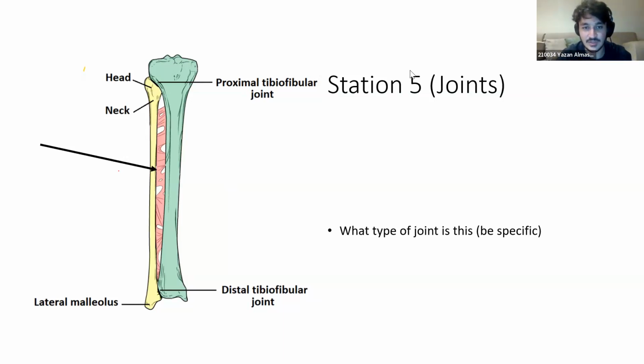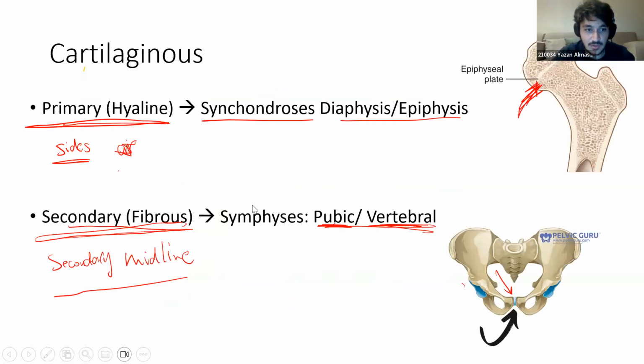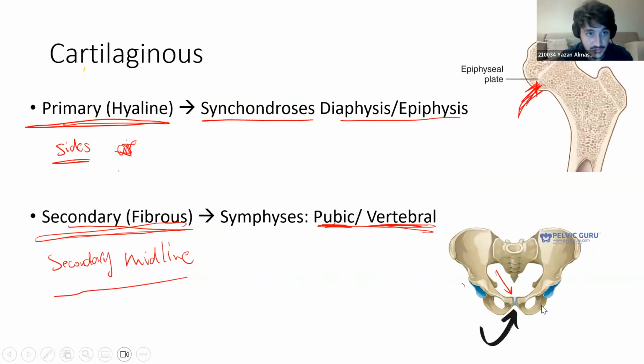Interosseous membrane, yes, interosseous. That's what it's called, but you just have to know the type of the joint. So here it is again, syndesmosis, radial. I put the same exact picture. And so for cartilaginous, remember the secondary is the symphysis, either pubic symphysis or vertebral disc. Okay, and for primary, it's either diaphysis or epiphysis. These are all the cartilaginous joints you need to know.